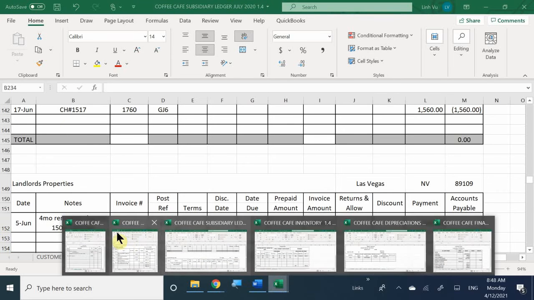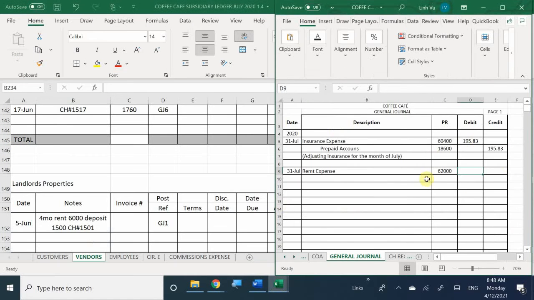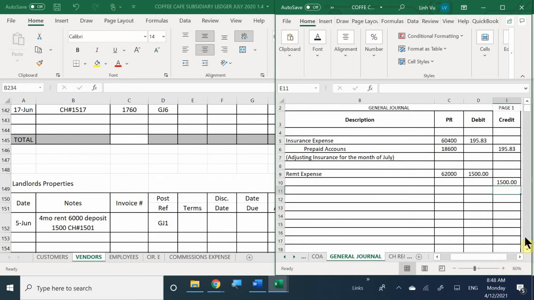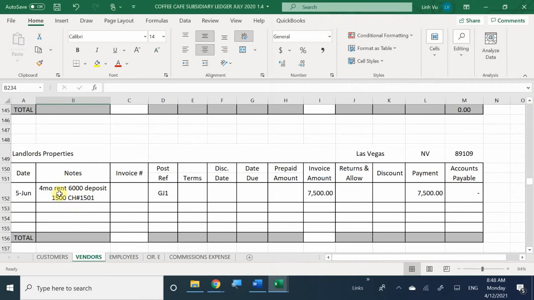Okay? So once again, 1,500. All right? And what did you notice here? What did I have here in my ledger? I purchased 3 months, right? Or I'm sorry, 4 months. I bought 4 months worth of rent, right?